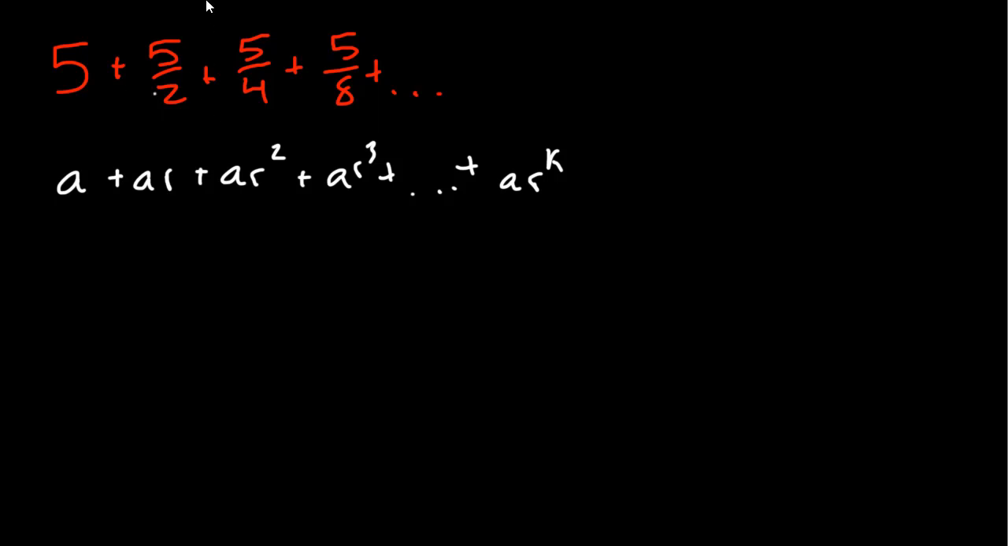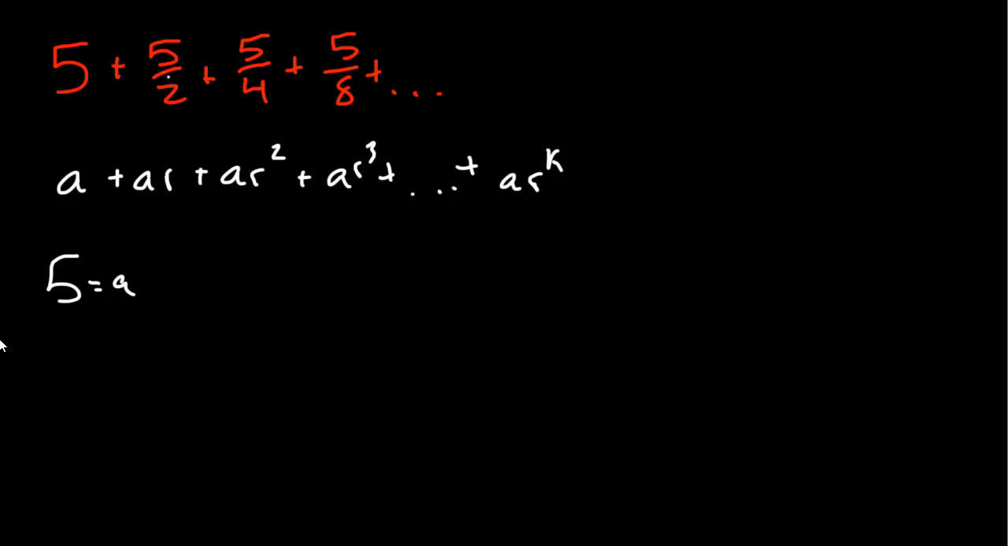Now, let's look at our example right here. 5 plus 5 halves plus 5 fourths plus 5 eighths. Is this a geometric series? Well, we can clearly see that our start term A is going to be 5 in this example. So we've got 5 is equal to A. Now, what about R? What would our common ratio be?